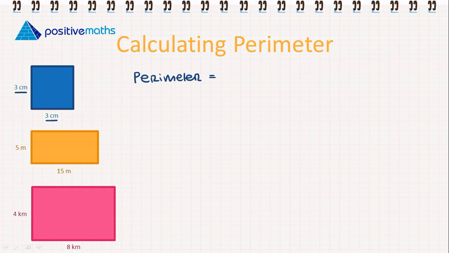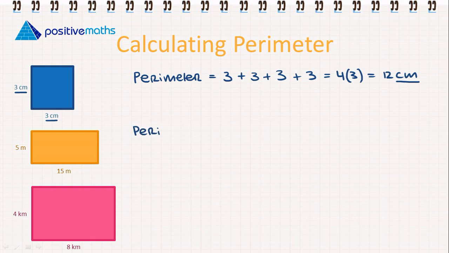So we have 3 centimeters along the top, plus 3 down the right side, plus 3 along the bottom, plus 3 up the left side. So really we can see this is 4 multiplied by 3, so we get 12 centimeters. And just remembering, the perimeter is the measure of a length, so it's centimeters and not centimeters squared.